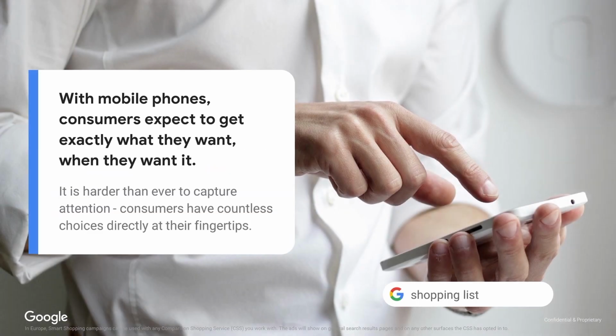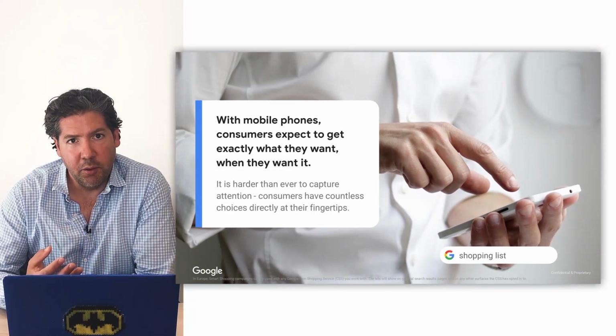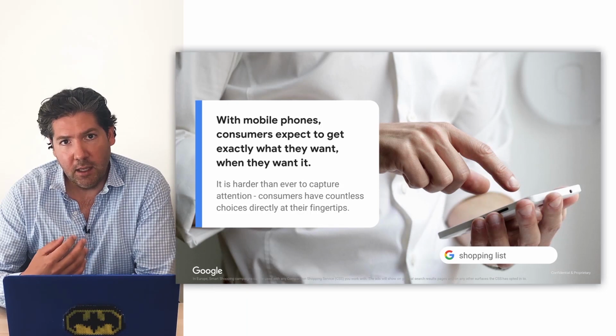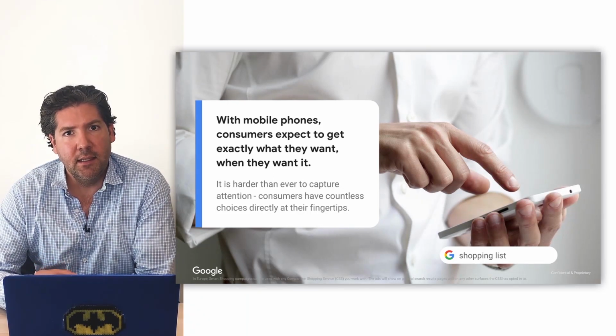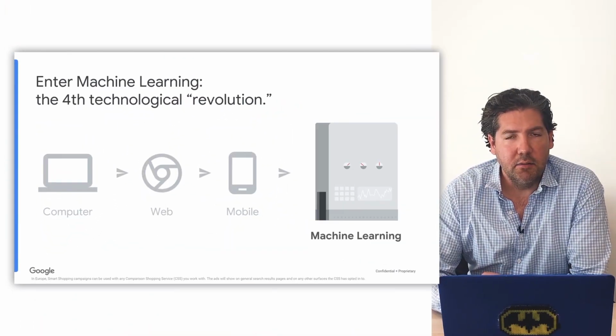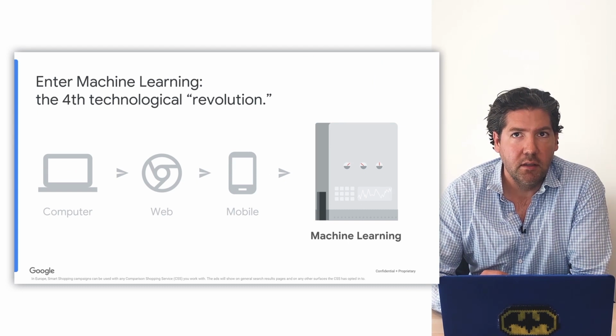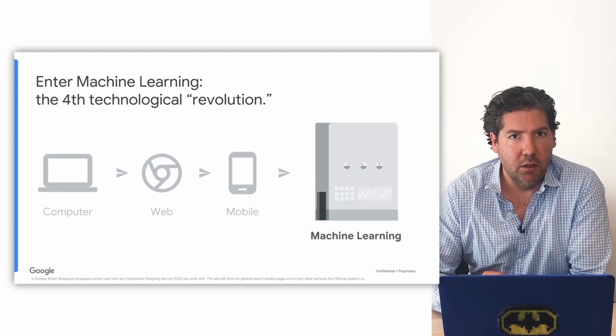Now with mobile phones, customers expect to get their products online, to get them at the time when they want it, and actually get exactly the product they are looking for. On the flip side, it's now even harder to capture the attention of every shopper. And this leads us to the fourth generation of technology, as we at Google call it: machine learning.